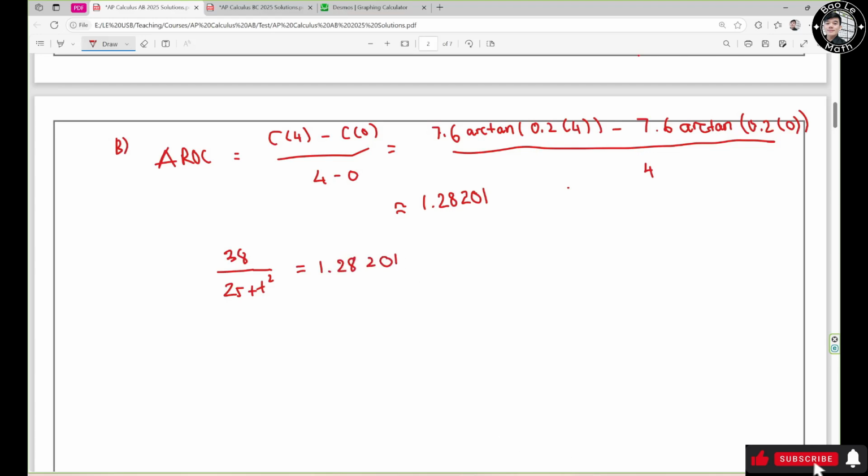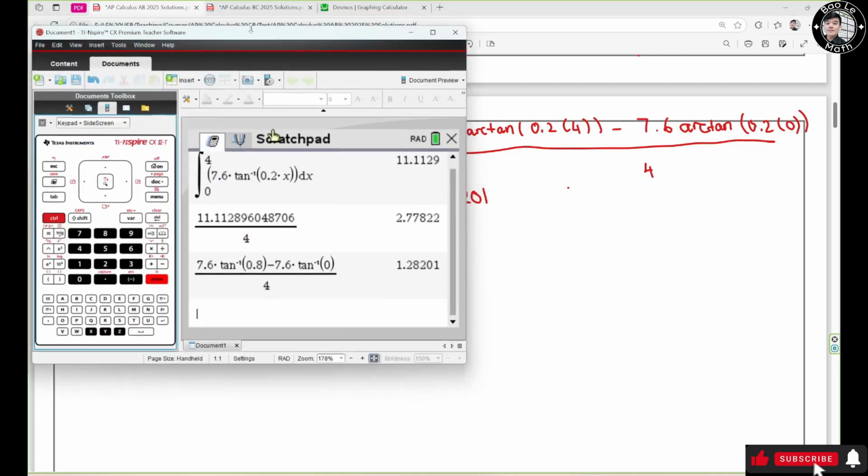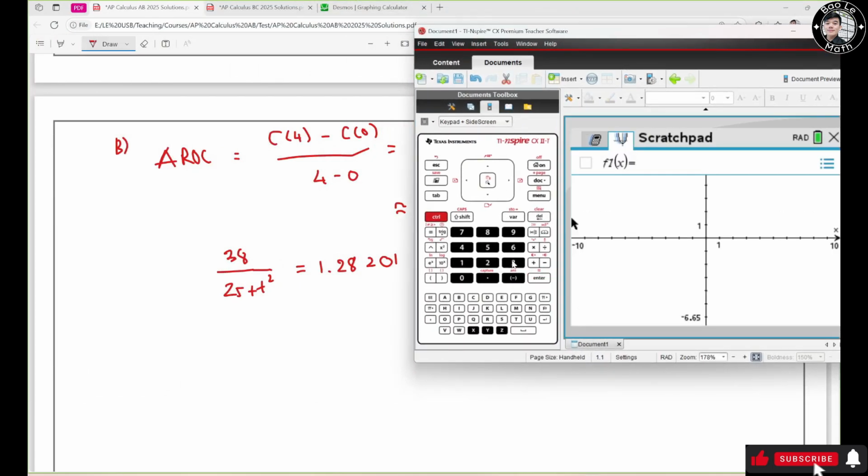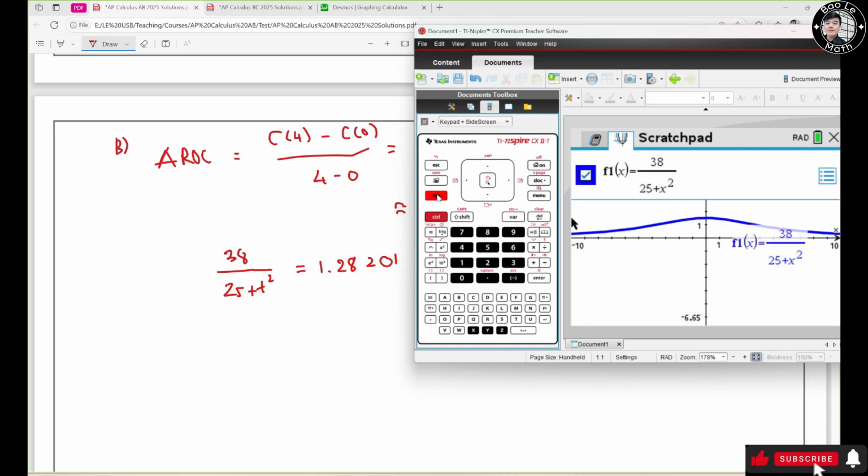1.28201. Now you're going to bring up the calculator, grab this one, and find the intersection. 38 over 25 plus s squared, and then you close parentheses. Now you hit tab for the second equation, 1.28201, and you hit enter. It's going to be right here.